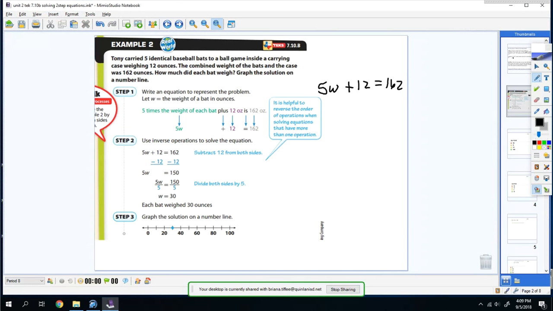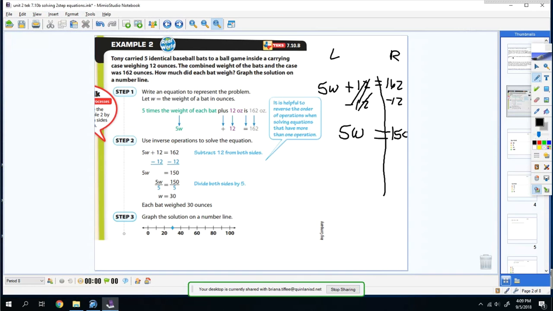And what I like to do when I solve equations, I draw a line. That way I have a left side and a right side. The side I'm going to look at is the left. On the left, I'm going to look at the number 12 because that's being added. So I'm going to do the opposite, and I'm going to subtract 12 from both sides. This cancels out. My equal sign stays on the line. The 5w comes down because I canceled everything else out. And 162 minus 12 is 150.